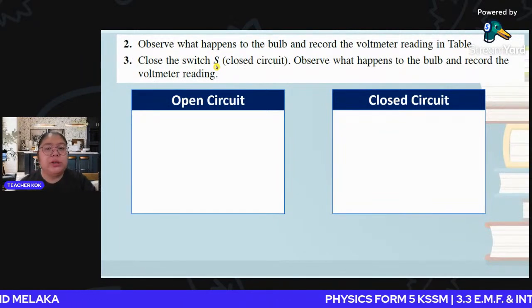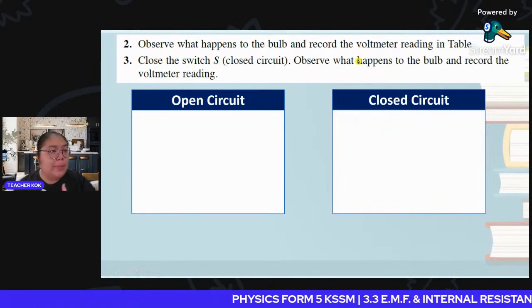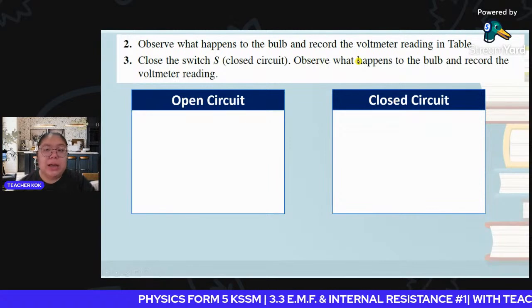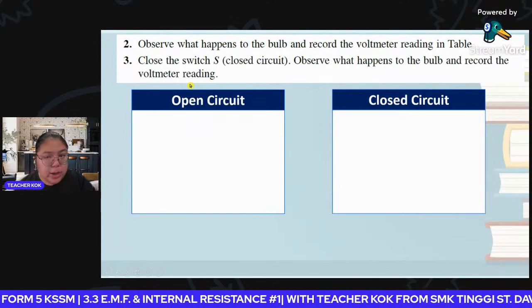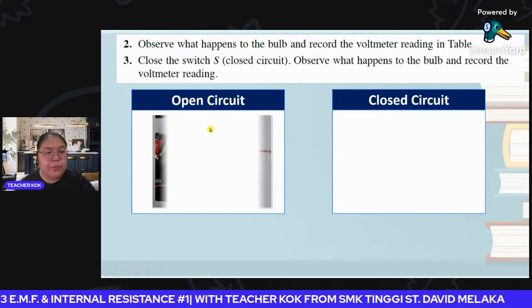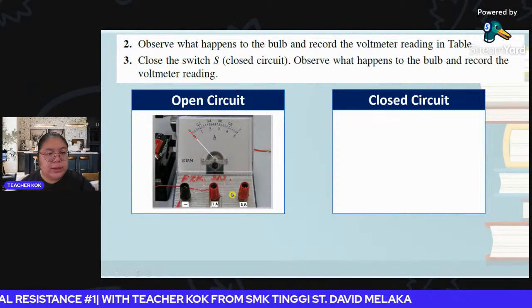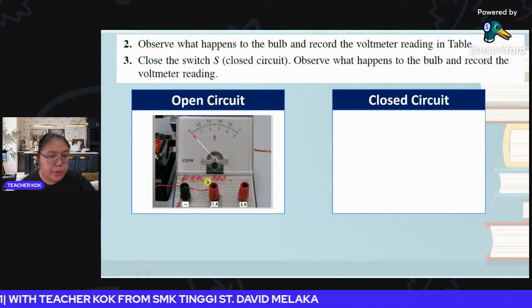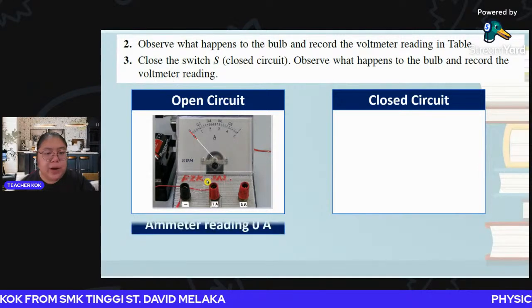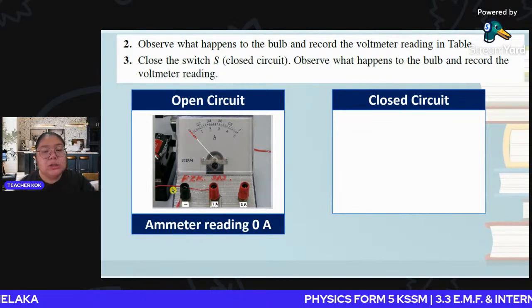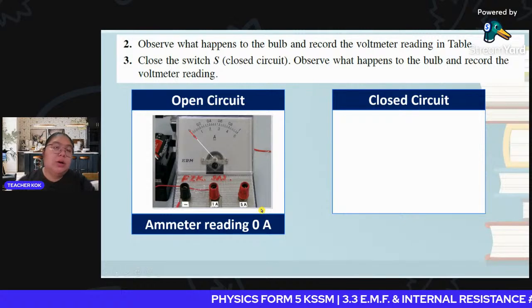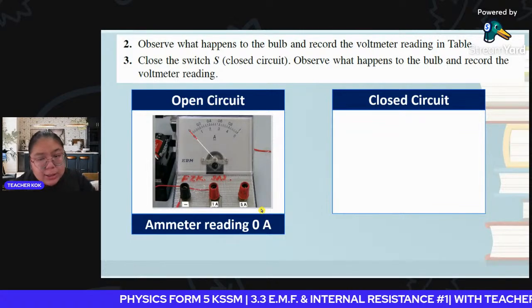When you close the switch, observe again what happens to the bulb. The bulb will light up, and record the voltmeter readings. From here I will show you the ammeter. With the open circuit, we find the ammeter reading is 0, because no current passes through, right?